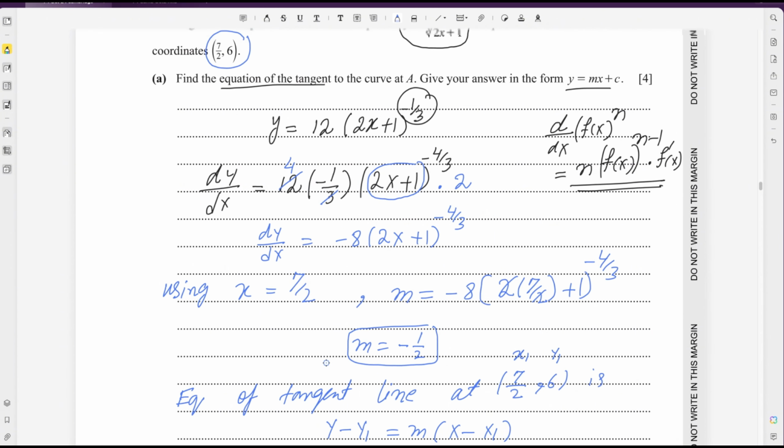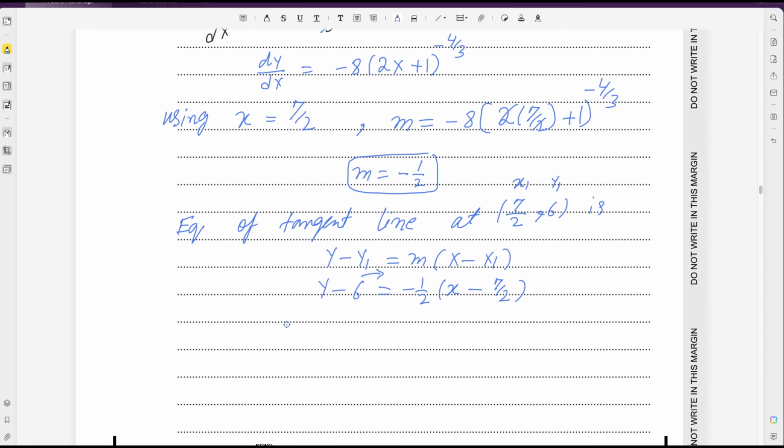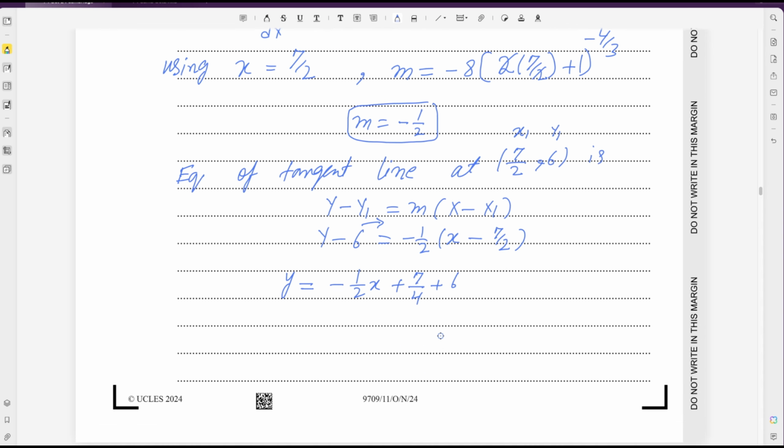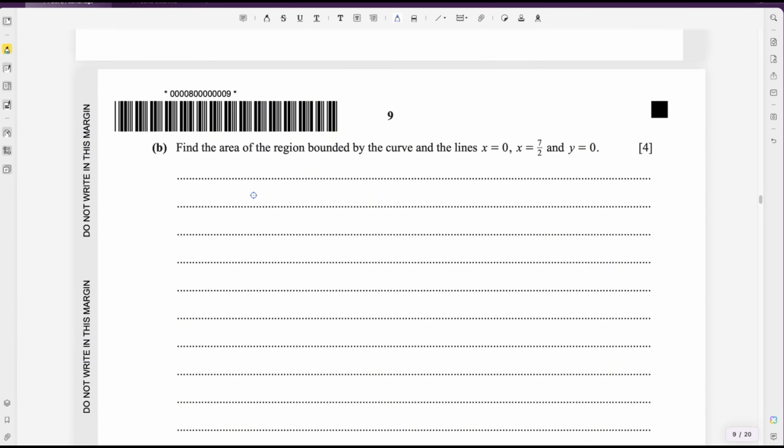Now you need to write your answer in the form y equals mx plus c. Therefore, move this value to the right side. We write y equals, and expanding the bracket gives minus 1 over 2x. Minus 1 over 2 times minus 7 over 2 makes plus 7 over 4, and the minus 6 becomes positive 6. Therefore the equation of the tangent line is y equals minus 1 over 2x plus, solving 7 over 4 plus 6, 31 over 4. This is the answer to the first part of question number 7. Let's move on to the next part.